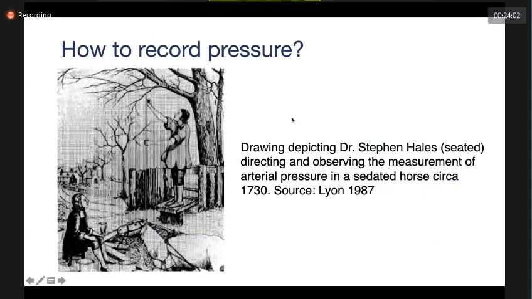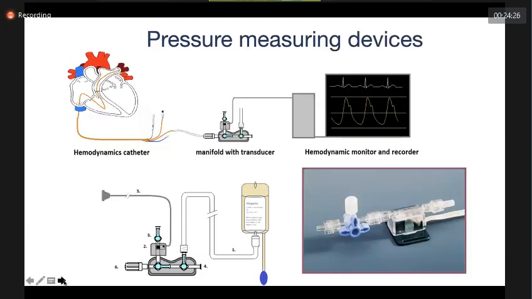So this is how the first pressure was recorded by Dr. Stephen Hales, and you can see that he connected a tube to the horse jugular vein and measured the pressure way back in 1730. That's how the concept came to measure the pressures.